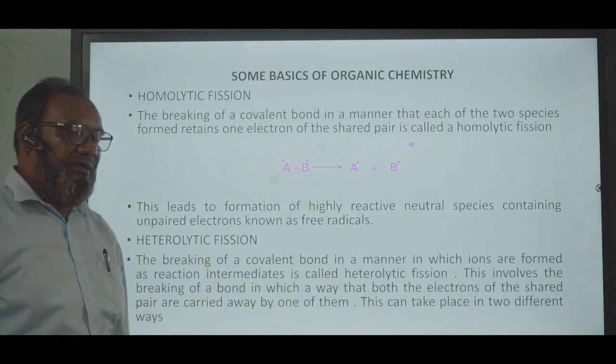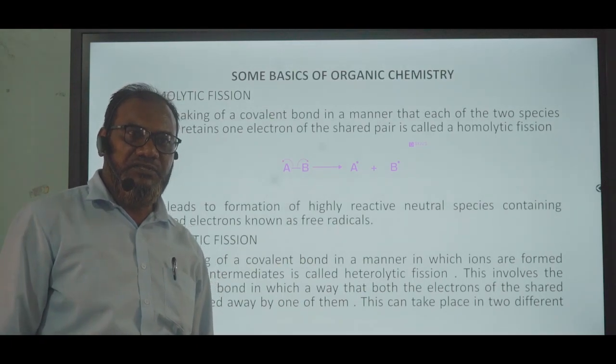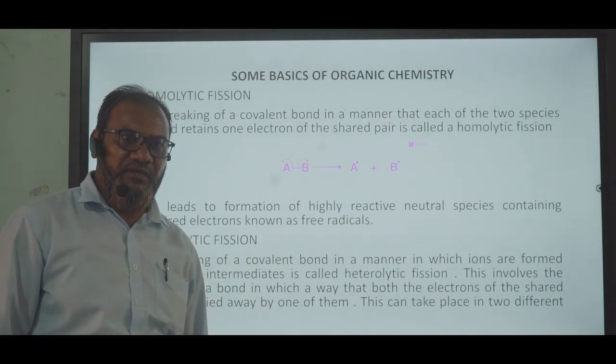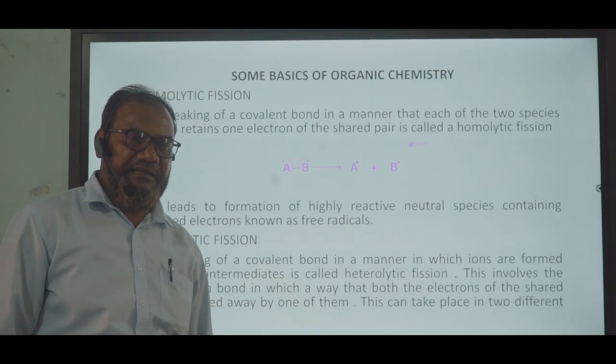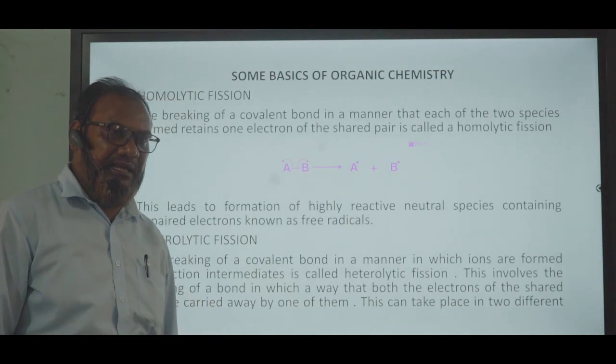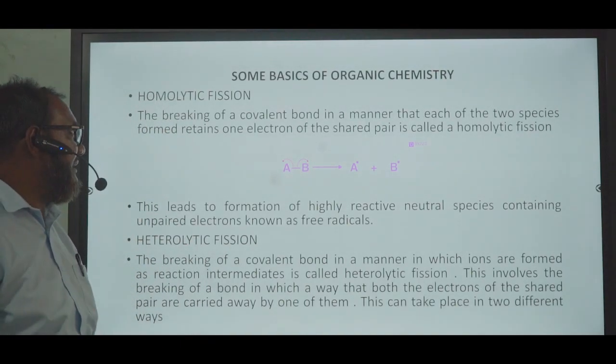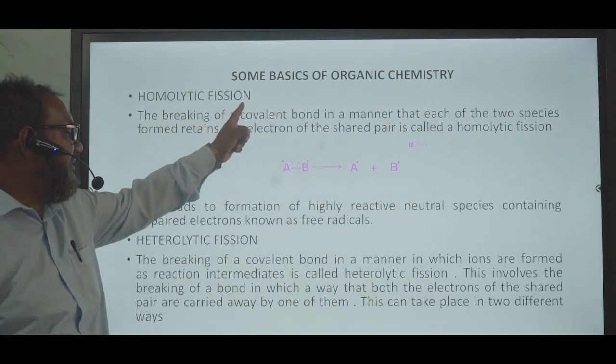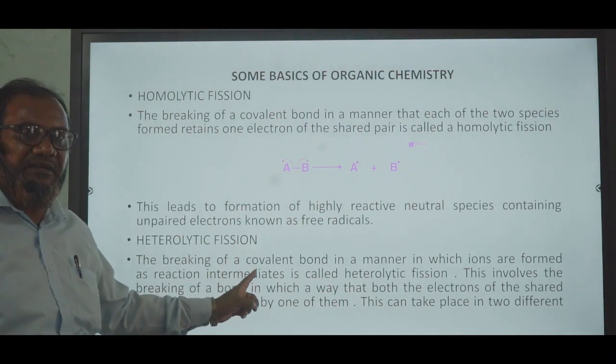Organic chemistry deals with organic molecules which contain covalent bonds, and each covalent bond carries two electrons. This covalent bond can cleave in two types, that is, fission of a covalent bond can take place in two types. One is homolytic fission and another is heterolytic fission.